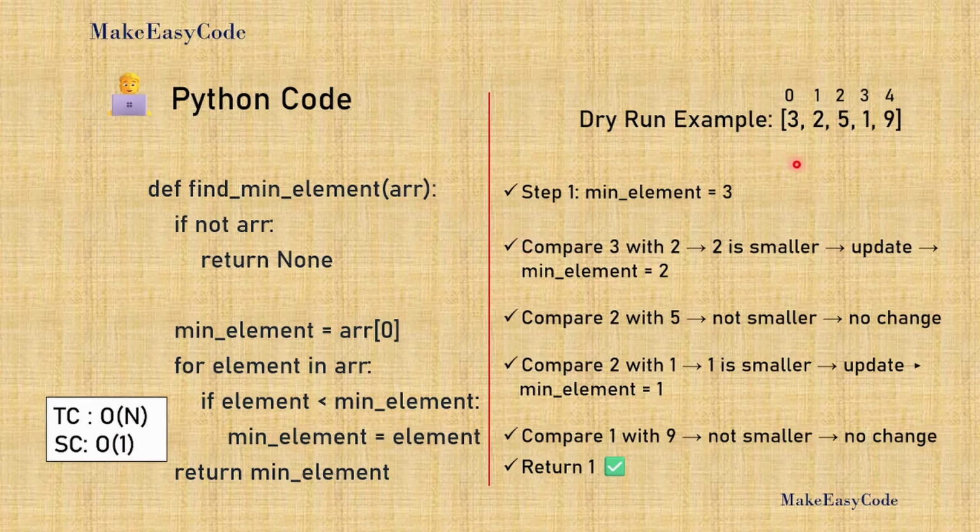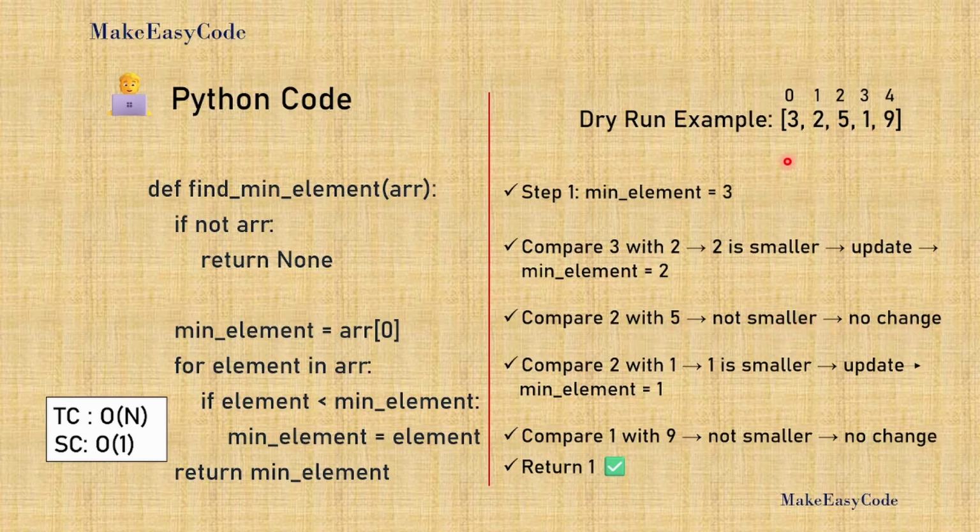Let's see the dry run here. I have initialized the minimum element as 3, which is the array's 0 index. Now I'll compare 3 with 2. Here you can see 2 is smaller than 3, so it is updated to 2. The min element is now 2. Again I'll compare 2 with 5. Here you can see 5 is not smaller than 2, so there is no update, and the min element is still 2. There will be no change.